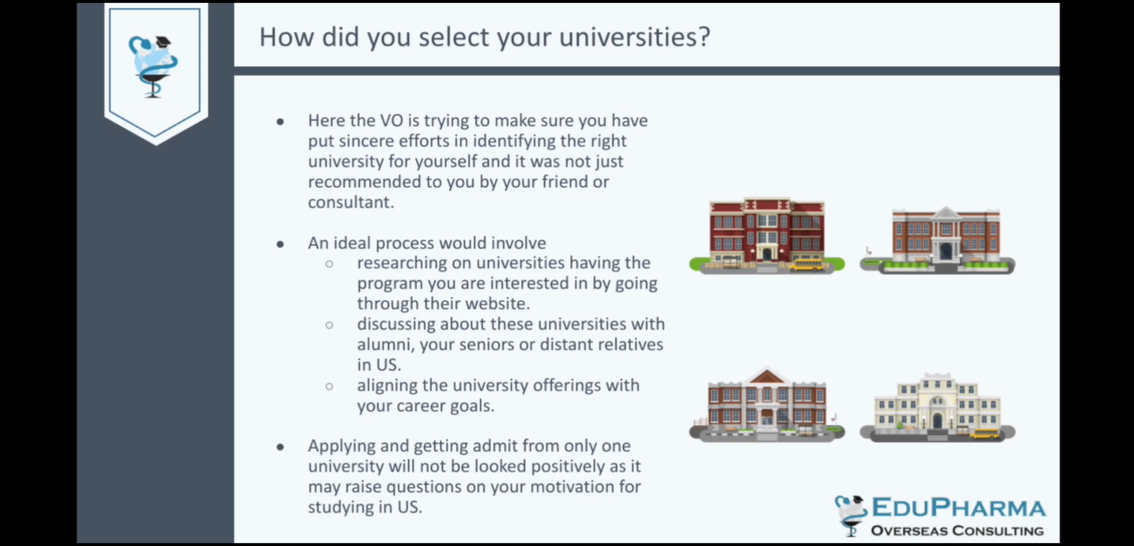If you are only applying to one university and you have an admit from only one, that definitely raises an alarm as to what your motivation is, because normally students would apply to more universities. You would be expecting to not get an admit from a few. There would be some ambitious universities. So that is a natural process. That is how the visa officer will also look at it.